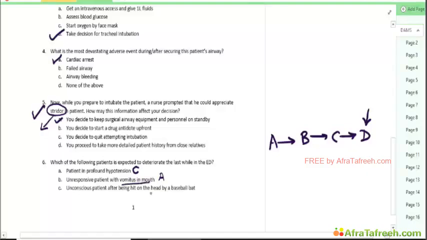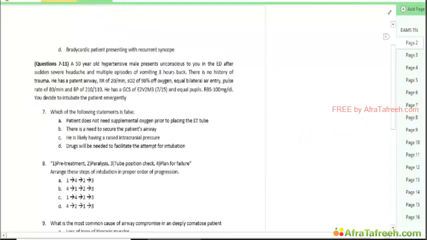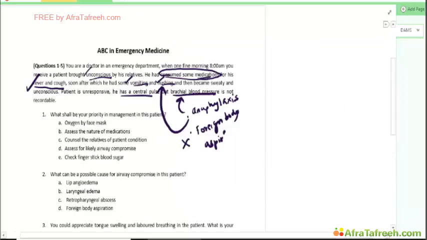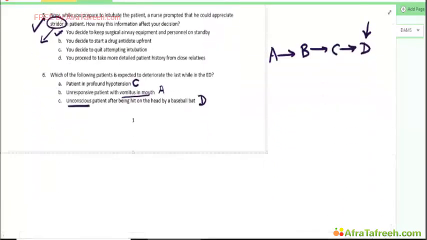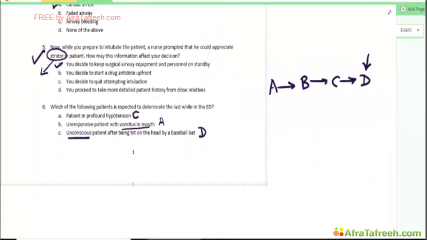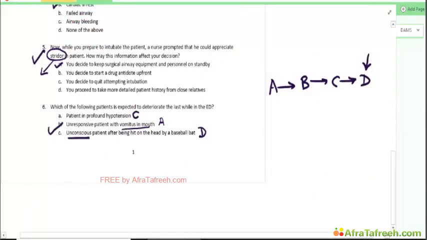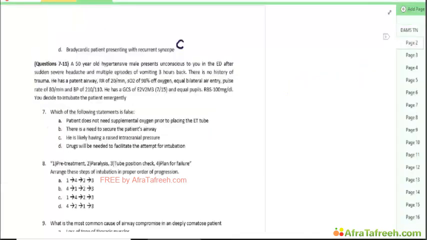Unconscious patient after being hit on the head by a baseball bat. So there could be an intracranial bleed. The patient is unconscious, there could be a potential brain injury. So this is a disability issue. Coming to the last option: bradycardic patient presenting with recurrent syncope. This is a circulation issue. Obviously, now that we have seen what pertains to what issue, the unresponsive patient with vomitus in mouth is the one which would kill first. Yep. So coming to the next set of questions.